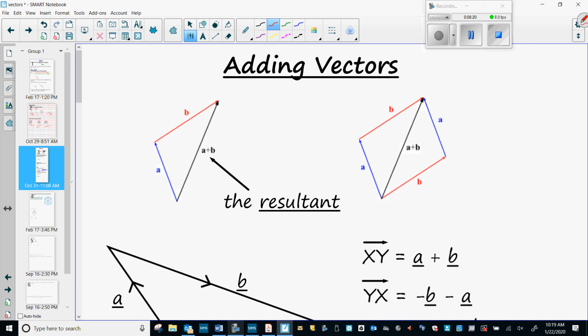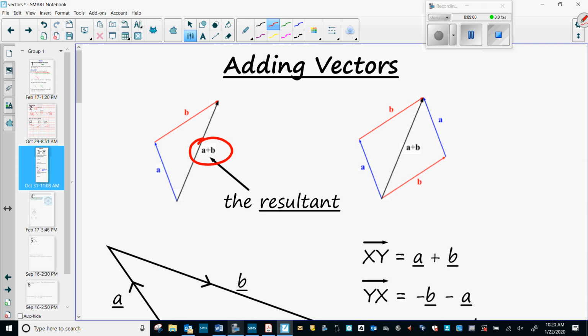Adding vectors. So adding vectors is literally you're going to have one vector. You're then going to, at the finishing point of the first vector, draw the second vector. So if you were asked to actually draw this, you would have A plus B. So our movement that we're following along the line: vector A would take us from here to here, vector B would then take us from here to here. So this here, the A plus B, is called the resultant.